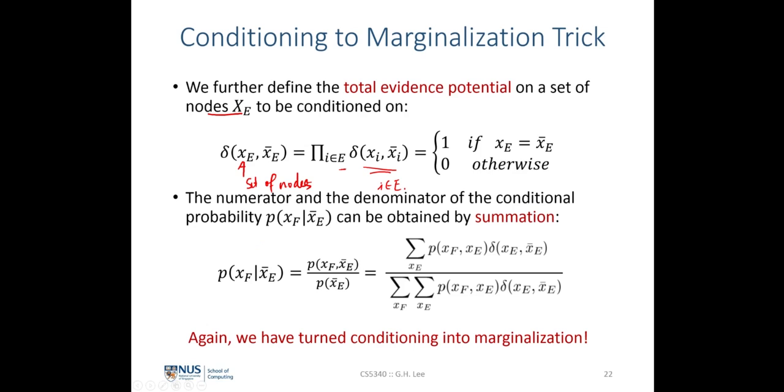The numerator and the denominator of the conditional probability of xf conditional upon xe bar can now be obtained purely by summation, where we can simply write the conditional probability using the product rule as the joint probability of xf and xe bar divided by the marginal probability of xe bar. The numerator can be written as a summation over xe. In the more general form, where we also include the Nielsen random variable, we can rewrite this as a summation over xr and xe of p of xf, xr, and xe multiplied by delta of xe and xe bar. This would be the more general form, which also includes the Nielsen random variable.